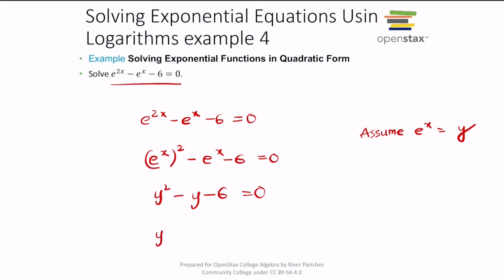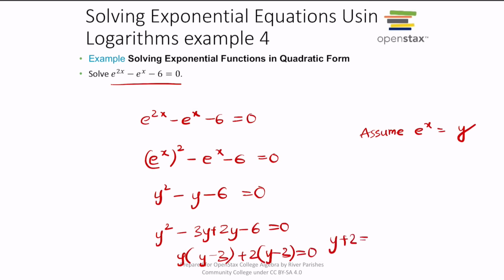We can write it as y squared minus 3y plus 2y minus 6 equals 0. So y times (y minus 3) plus 2 times (y minus 3) equals 0. So we can write y plus 2 equals 0, y minus 3 equals 0. So y equals negative 2, y equals 3. We know that y is e^x, so we can write e^x equals negative 2 and e^x equals 3.